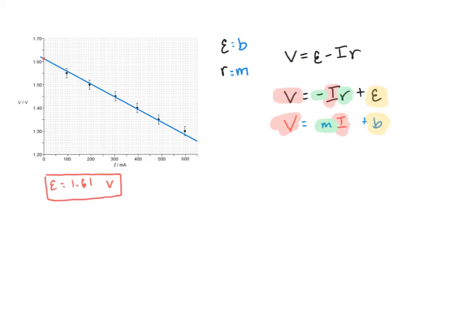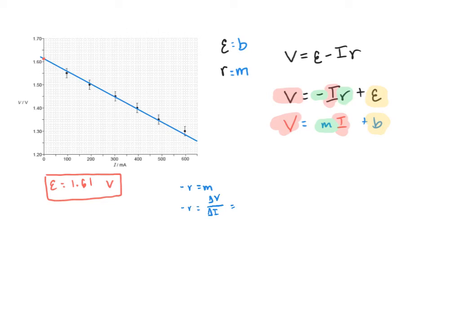Finding our internal resistance is going to be a little more challenging, but we know that negative R is equal to the slope of our graph. So we know that negative R is equal to the change in voltage over the change in current, which is something you guys are probably familiar with, having seen that before, right? V equals IR. So let's go ahead and pick out 2 points on our graph. I want to pick points that are easy to read, but also kind of far away from each other.